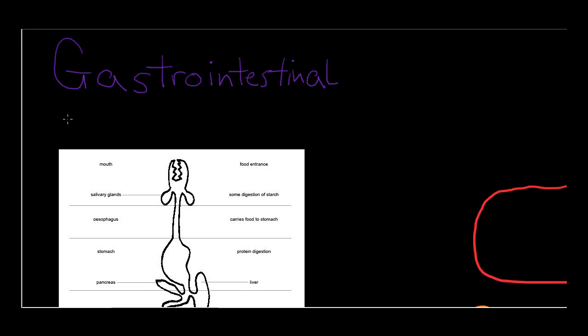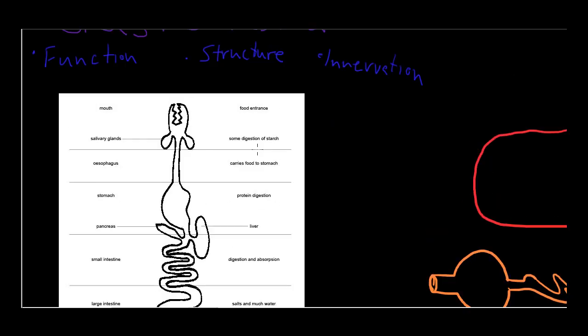Hi guys, today we'll start on gastrointestinal physiology, and I would like to give you an overview of the GI activities. There are three broad concepts you should take away from this overview: function, structure, and innervation. We'll talk about each of these, but first let's give an introduction to the GI tract.